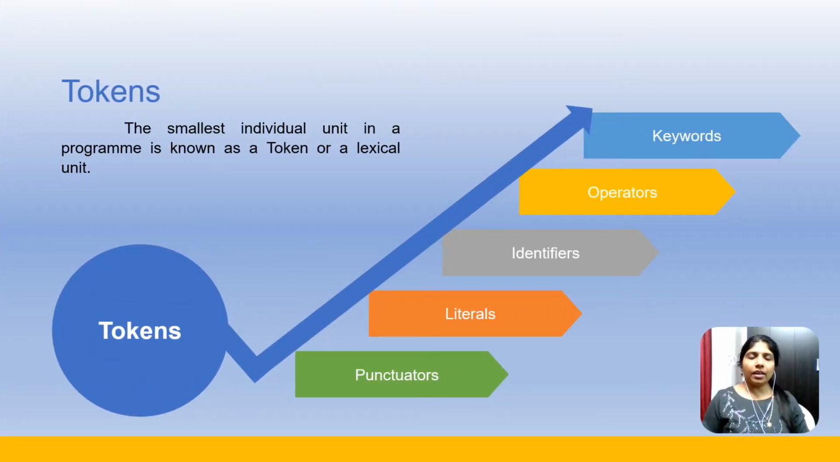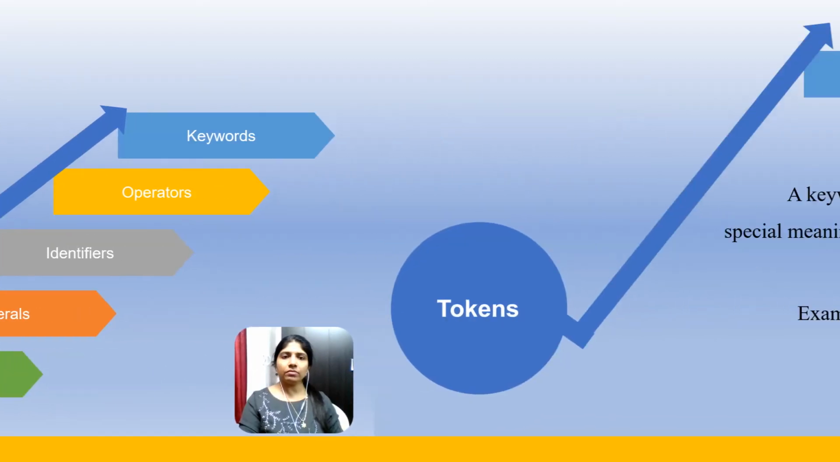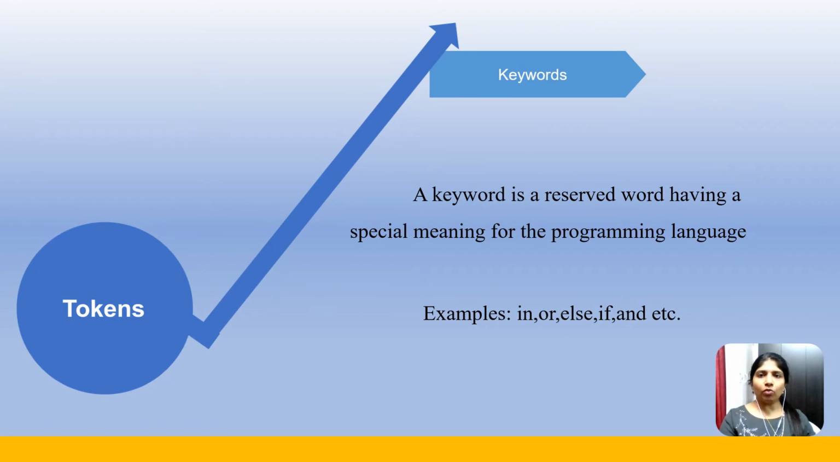Tokens. Tokens are the smallest individual units that make a program. A program is made of different units, like words, symbols, special characters, and digits. All these small units that make a program are called tokens. Tokens are divided into different categories: keywords, operators, identifiers, literals, and punctuators. We will see all of these one by one.